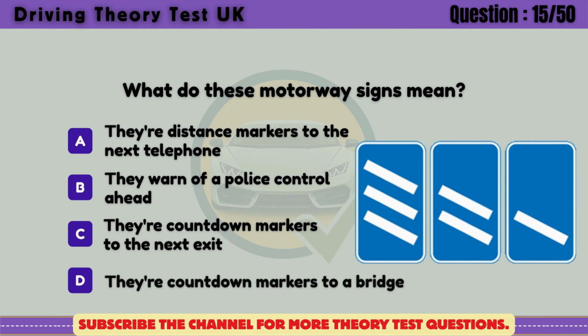Question 15. What do these motorway signs mean? Option A. They're distance markers to the next telephone. B. They warn of a police control ahead. C. They're countdown markers to the next exit. D. They're countdown markers to a bridge.